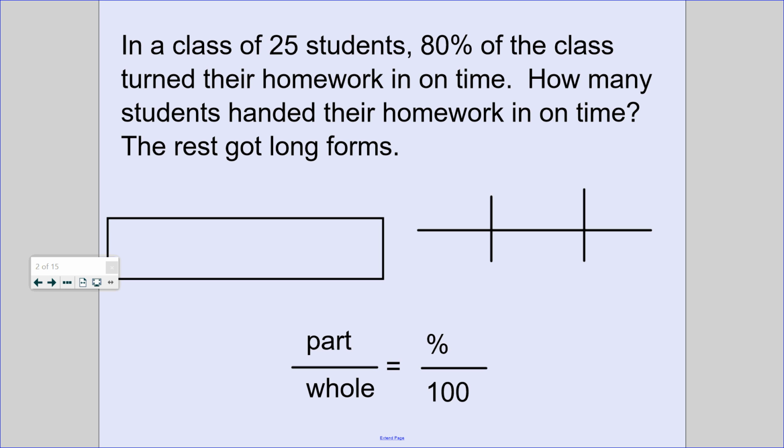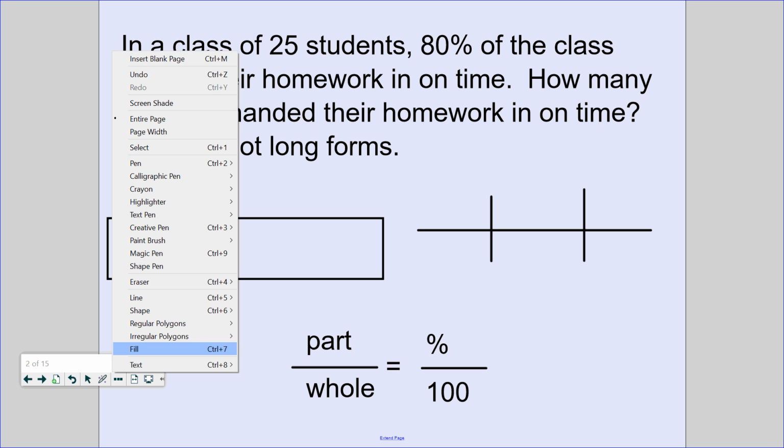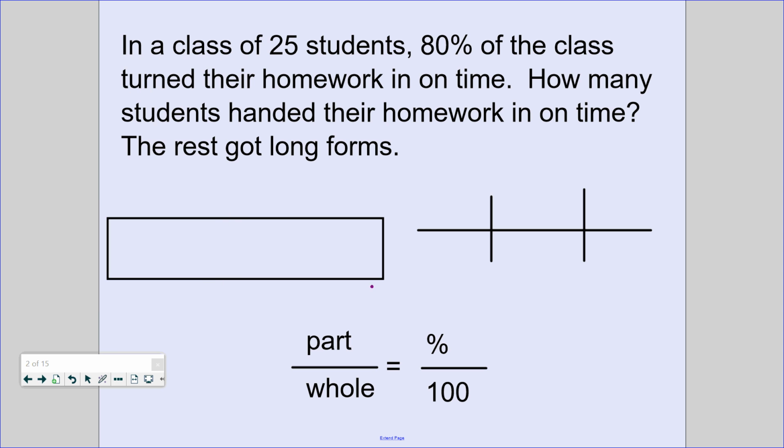Well, first of all, I'm going to start with maybe a picture. So let me get my marker ready. So let's think 80%. Can you break 80% down to a smaller number that goes into 80% and 100%? So here's 100%, here's 0%, and in a class of 25 students, that's the total class, so 25 goes right there. 80% of the class turned it in on time. So 80% goes right here.